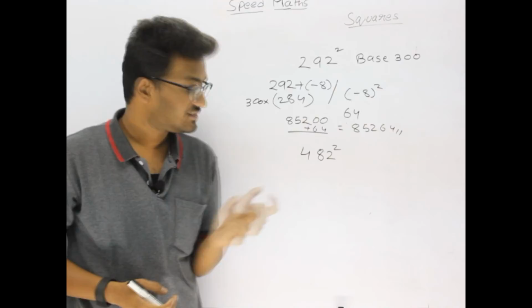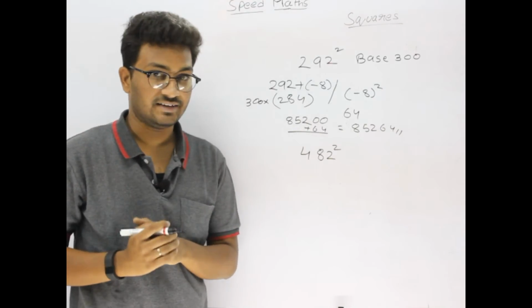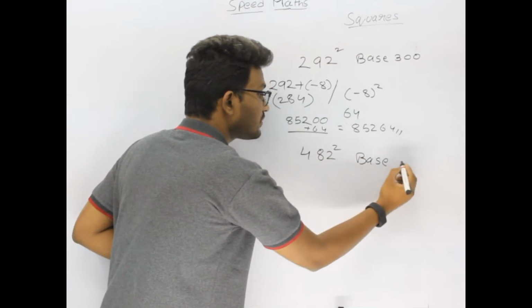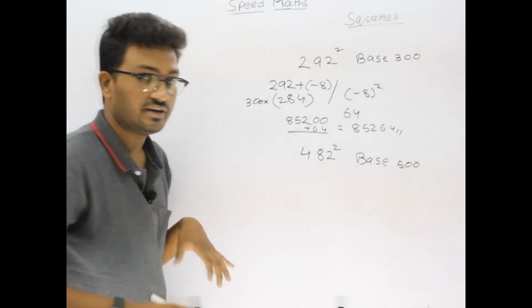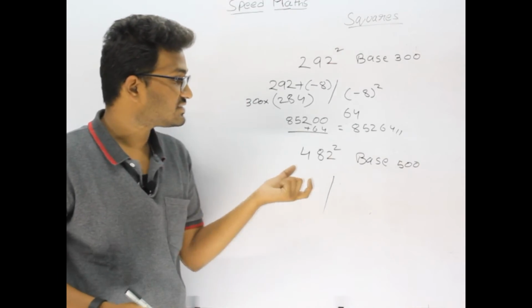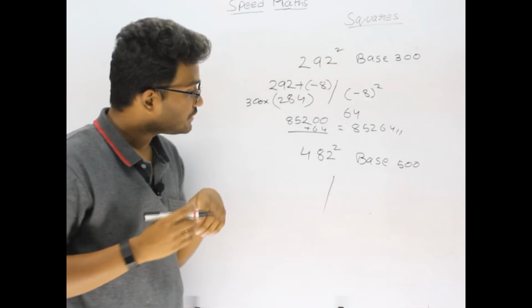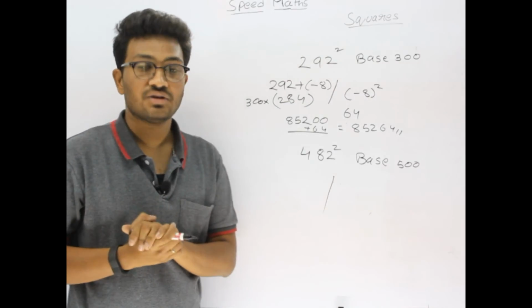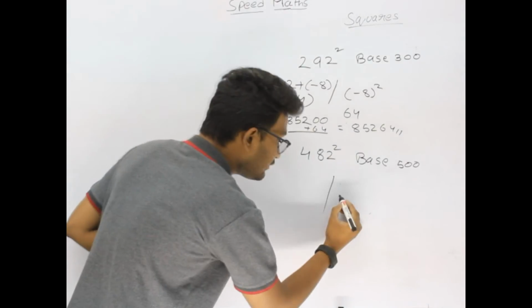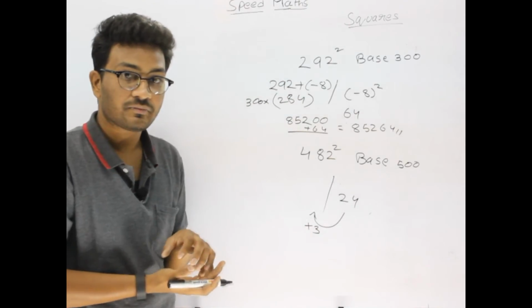Let's see this example. If you see, 482 is close to 500. So the base is 500 here. Now part 1 and part 2. Part 2 is, what is the distance from base to 482? It is minus 18. So minus 18 square is 324. So 24 will come here and 3 will be carry forwarded.